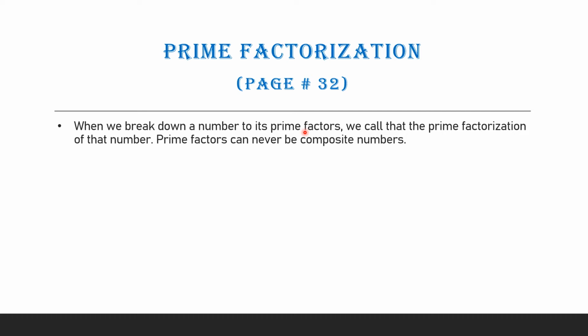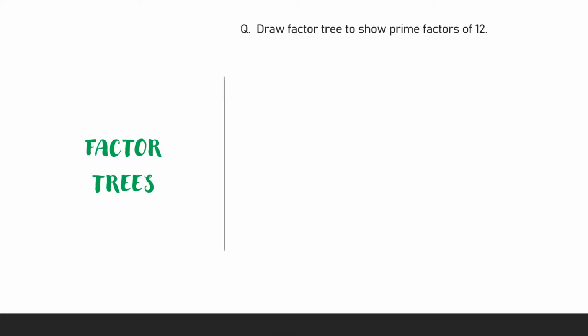So there are two methods to do this prime factorization. The first one is the factor tree method, and the second one is the division method. Let's discuss them one by one. So what are factor trees? For example, draw a factor tree to show prime factors of 12. So we have to draw a factor tree in which we will show the prime factors of 12.